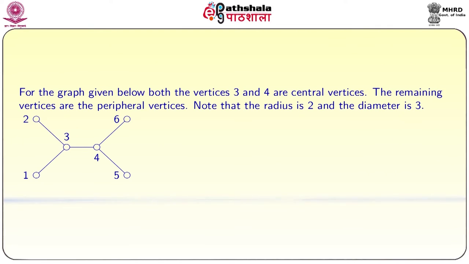Now we will see another example. For the graph given below, both the vertices 3 and 4 are central vertices. The remaining vertices are peripheral vertices. Note that the radius of this graph is 2 and the diameter is 3. Why is the diameter 3? It is because the distance from 2 to 6 is 3, or from 1 to 6 is also 3. That is the maximum distance between any two vertices.